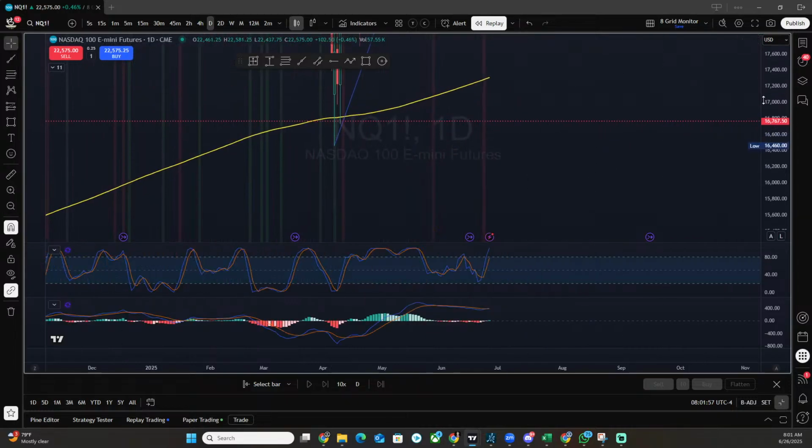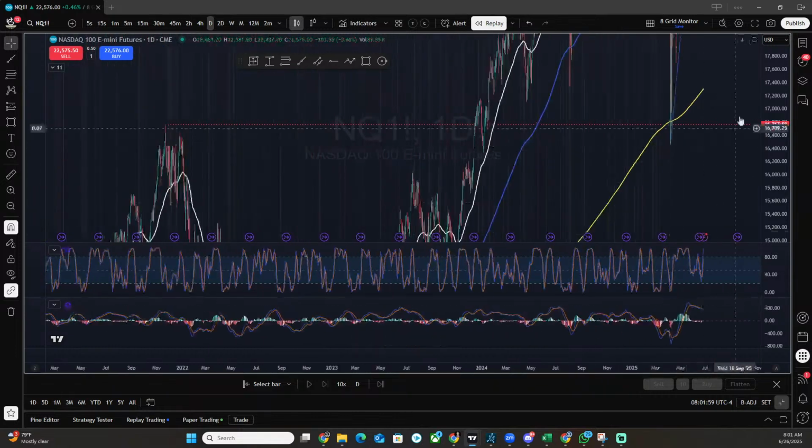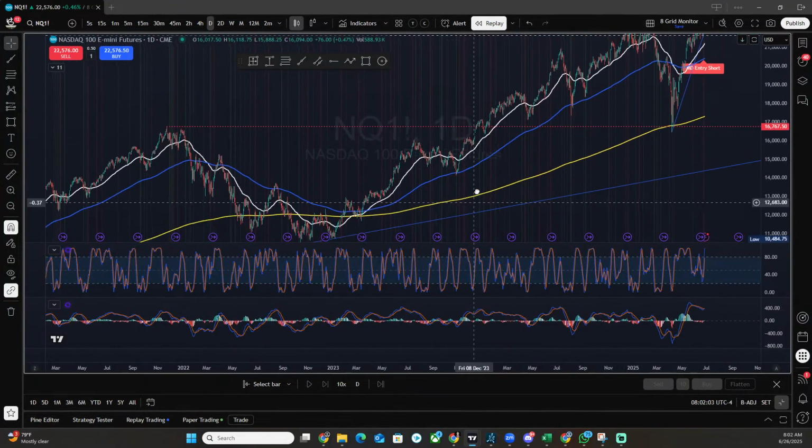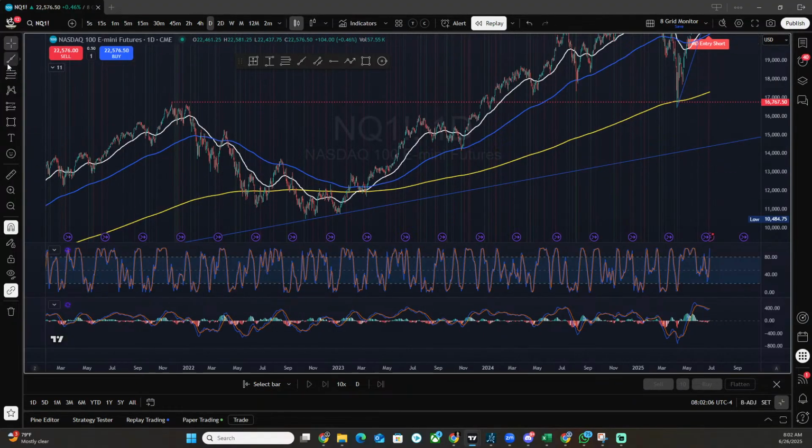Nice solid bounce right there. So what do we do with this information? Well, I like to always draw enough trend lines until I can't make trend lines anymore.